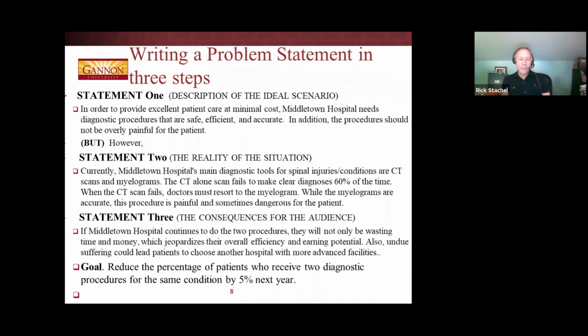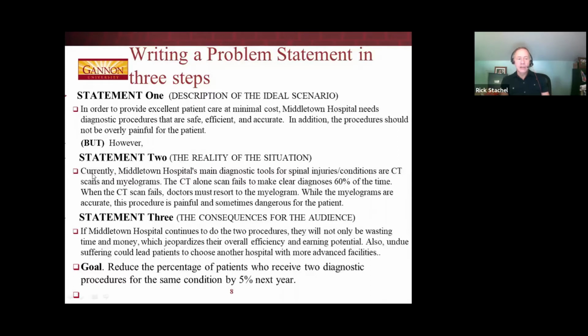So an example, this is a hospital. In order to provide excellent patient care at minimal cost, Middletown Hospital needs diagnostic procedures that are safe, efficient, and accurate. In addition, the procedures should not be overly painful for the patient.